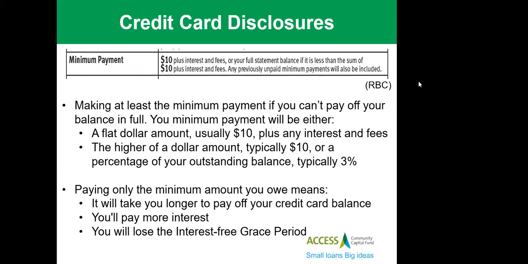As I mentioned before, it's very important to make at least the minimum payment if you can't pay off your balance in full. Your minimum payment will be either a flat dollar amount, usually $10, plus interest rate and fee, or the higher of a dollar amount, typically $10, or a percentage of your outstanding balance, typically 3%.